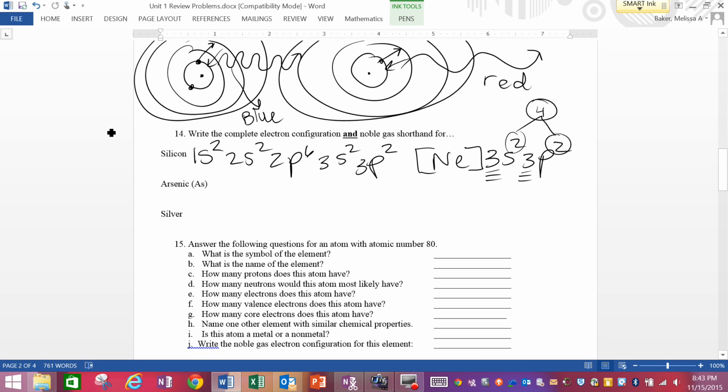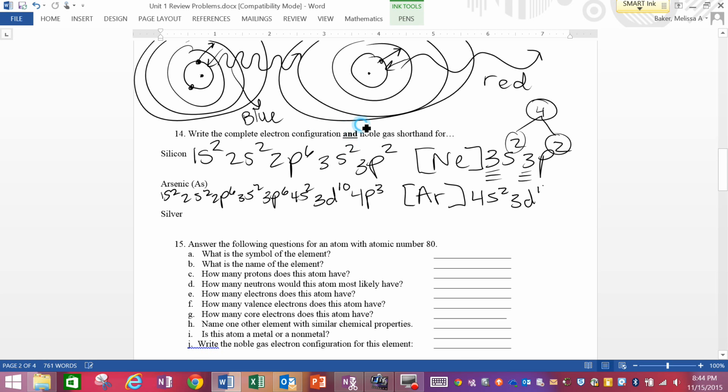Arsenic's a little bit longer. It goes 1s2, 2s2, 2p6, 3s2, 3p6, 4s2. Remember the D block, it always skips down a shell. 3d10, 4p3. The last noble gas before arsenic is argon. So you would write argon in brackets, 4s2, 3d10, 4p3.